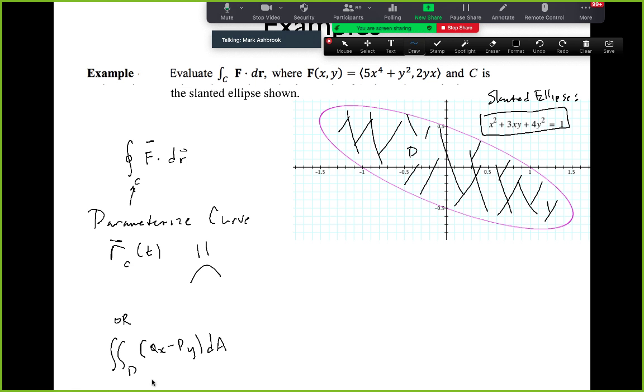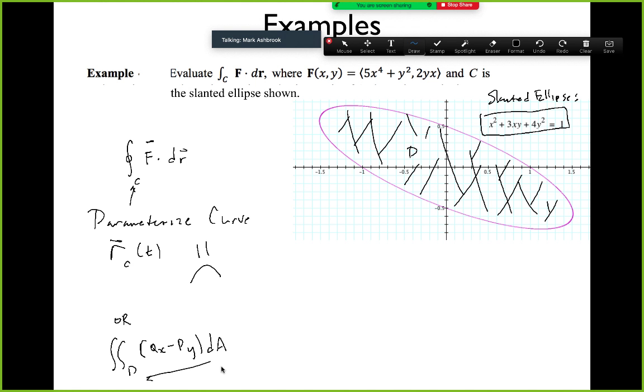So what about writing limits of integration? We need limits of integration for this region, which is a slanted ellipse.